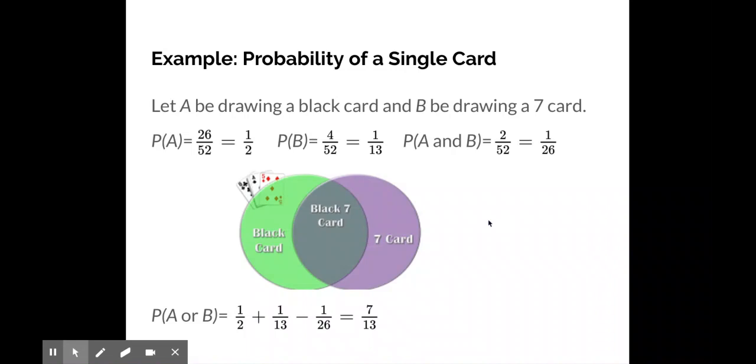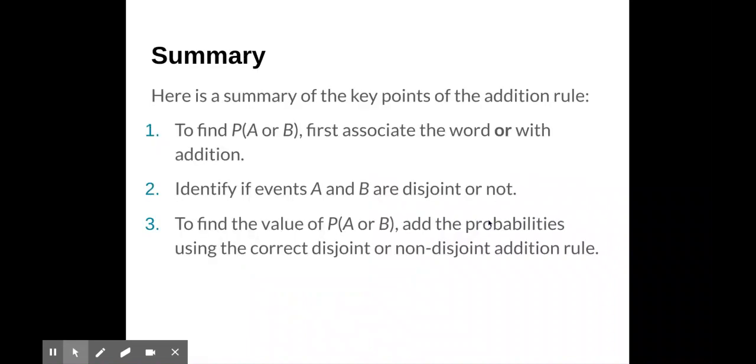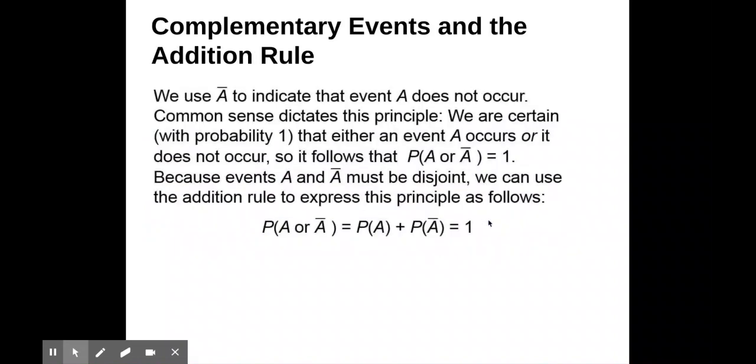Hopefully this made some sense. Hopefully you understand how to use this addition rule. If we see "or," we need to think addition. Now, it's very important to identify whether or not the events are disjoint or mutually exclusive, because it makes our process really simple, or still fairly simple, just with another extra step.